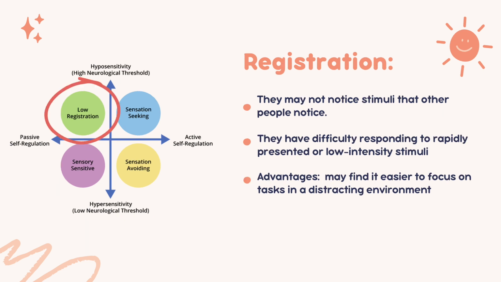Lastly, here's a little more about registration, which is the fourth pattern of sensory processing. So these are the kiddos who really under-respond to the sensory input in their environment. Like I said, they might be missing your instructions. If you call their name, they might not notice. They have a hard time responding to really rapidly presented sensory input, so they might respond just a little bit slower because it's going to take them longer to notice. One advantage of this, though, is they might find it easier to focus in a really distracting environment because a lot of that chaos is not getting through. So that's one good thing.